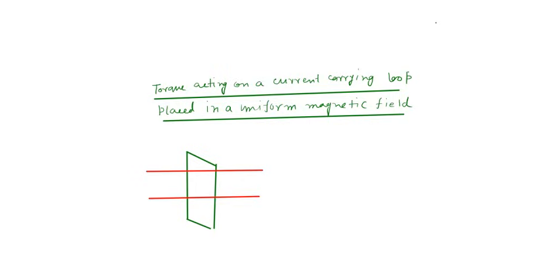The uniform magnetic field is represented by the equidistant parallel lines like this, and let the name of the loop be PQRS, and a current I is flowing in the clockwise direction through this loop, and let the magnetic field in which it is placed be B. Now we need to find out the torque.